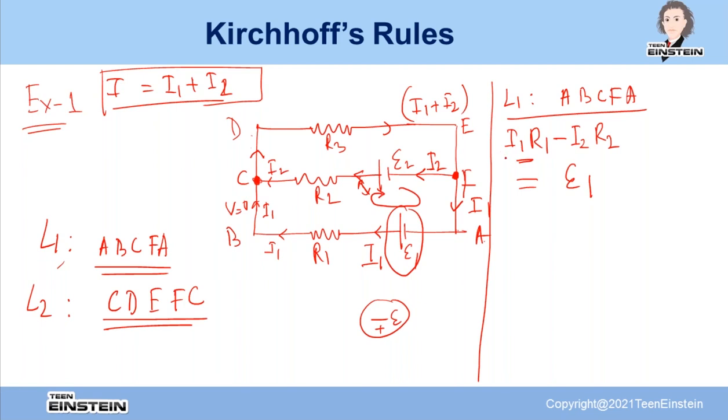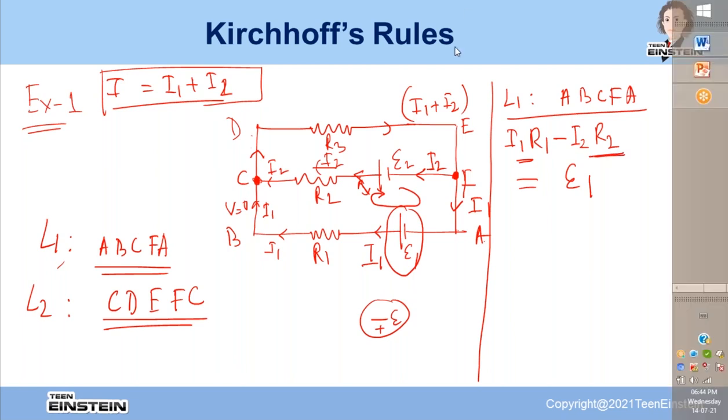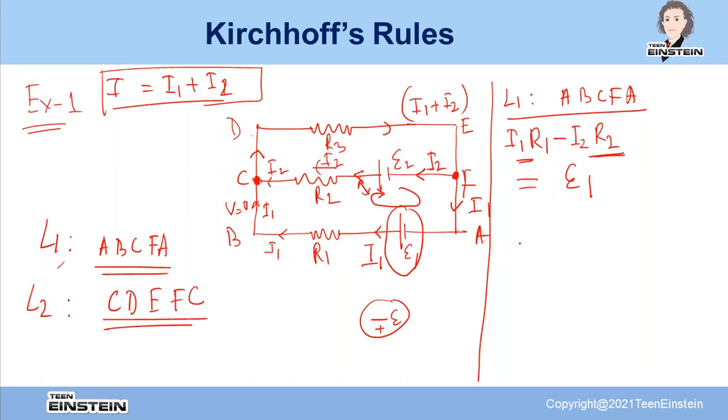And see, for the cell, how I have taken positive. I told that while you are going through the loop in the cycle, if the current is flowing through the positive terminal of the cell, then you have to take the EMF of the cell as positive. If the reverse happens, that means current is flowing from the negative side, then it has to be taken negative. So in this case, it was positive.